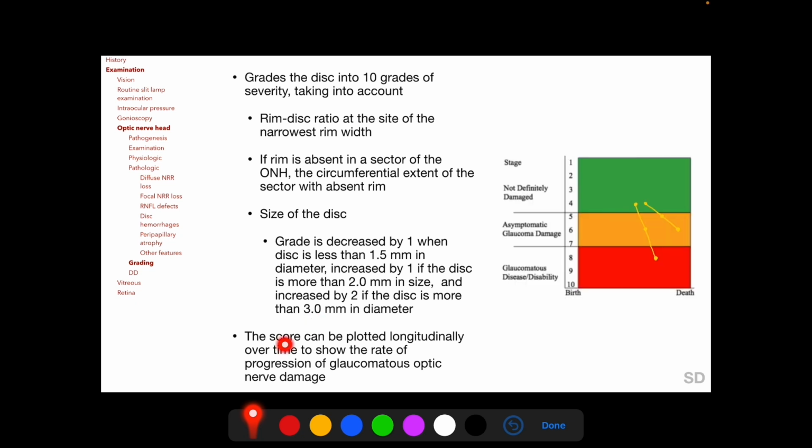And the DDLS score can be plotted longitudinally over time, as shown here in this diagram, to show the rate of progression of glaucomatous optic nerve damage.